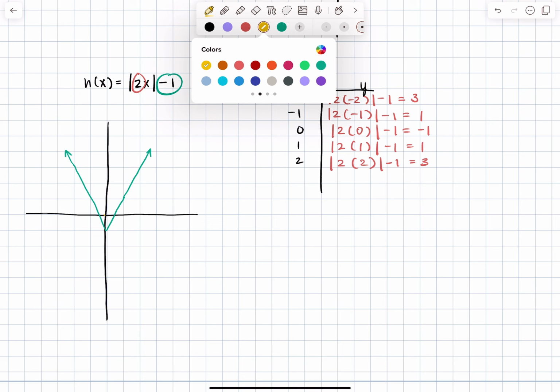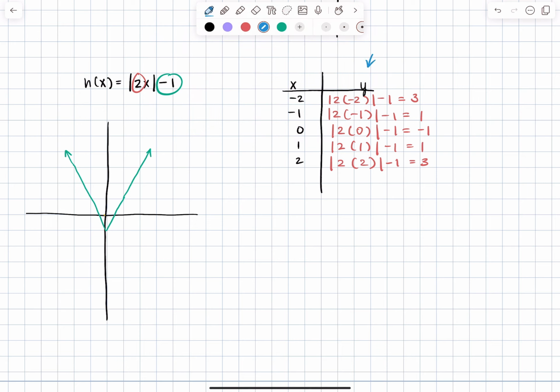But let's say you did them using the table. So let's plot it using the table. So -2, 3. So -2 is here. And 1, 2, 3. 3 is here. So we have a point here. And then we have -1, which is over here. 1, so point over here. 0, and then -1. And then we have 1, and then 1. And then finally, 2 and 3, which is over here.